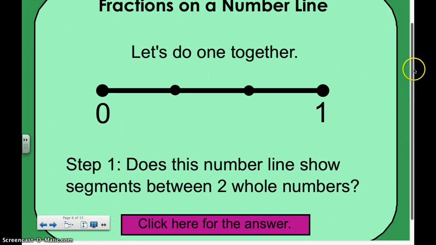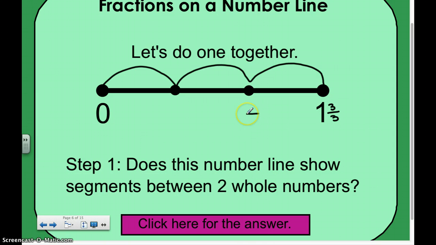So let's look at this one. I'm going to do the jumps. 1, 2, 3. So there are 3 jumps. That means that this is going to be 3/3. The denominator for each one of these fractions is going to be 3. So this is 2/3 and this is 1/3. So there are 3 segments.